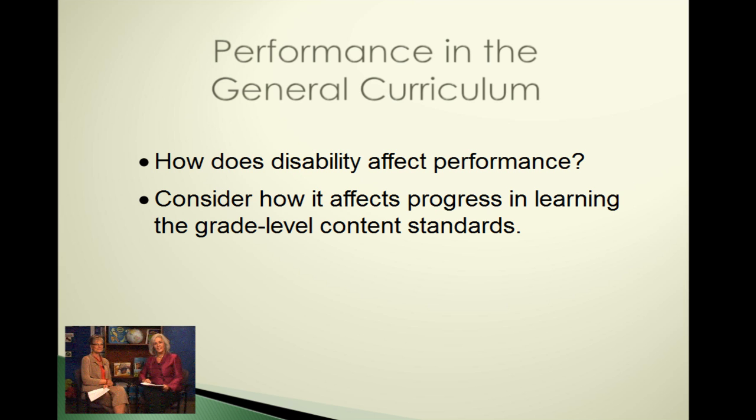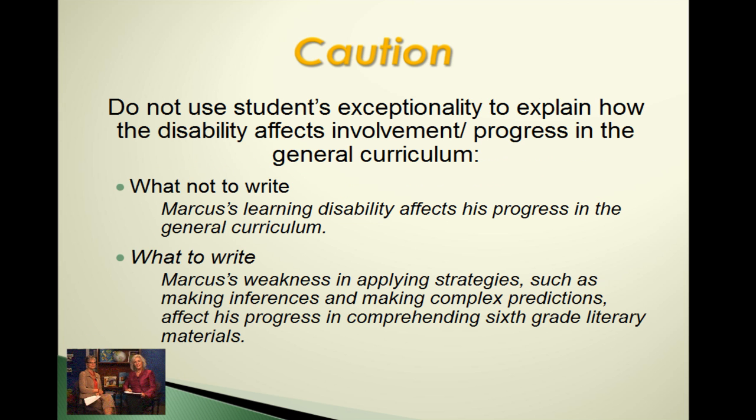So we want to consider how it affects progress in learning those grade level content standards. What gets in the way? A word of caution: when describing how the disability affects progress, we do not want to use the student's exceptionality as the reason for not making progress. So, for example, something not to write: Marcus's learning disability affects his progress in the general curriculum. That doesn't tell me much, because learning disability is a very generalized term.